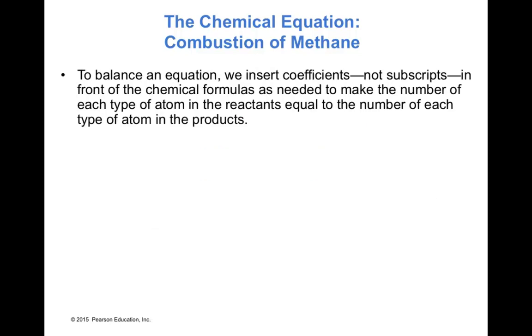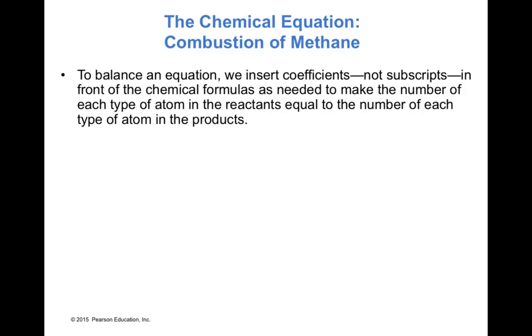To balance an equation, we insert coefficients, not subscripts, in front of the chemical formulas as needed to make the number of each type of atom in the reactants equal to the number of each type of atom in the products. Those coefficients we can add in front of any of the molecules of the equation. It could be the reactants or it could also be the products.